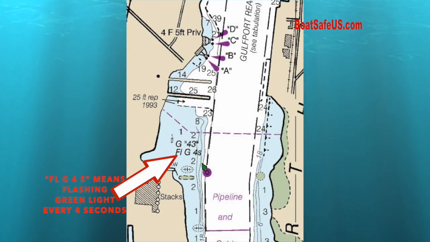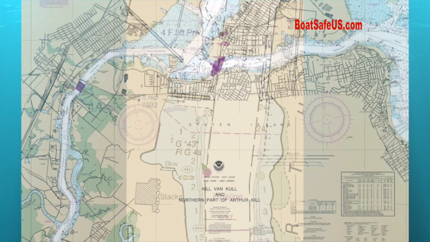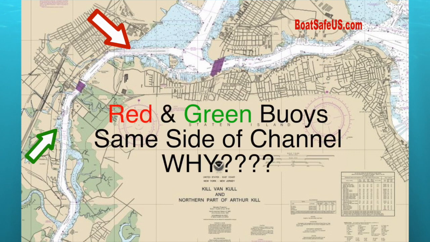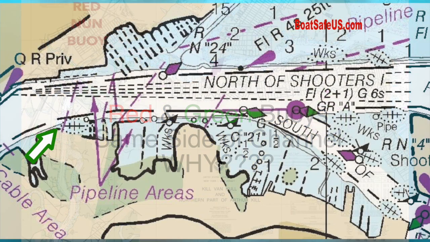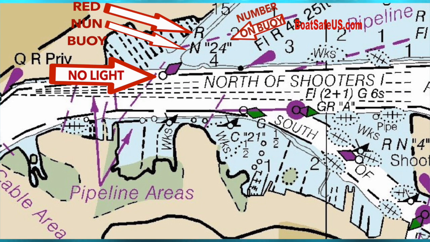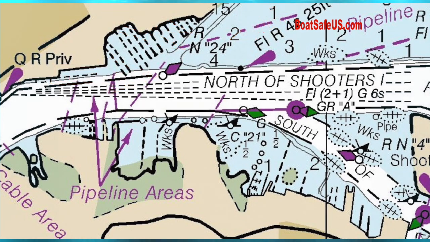Once again, as you take a look at the red and green buoys, why are they on the same side of the channel? Well, let's take a closer look at the red buoy now. The red buoy, as indicated here, is a nun buoy. The R stands for red, N stands for nun. That's a shape. And notice there is no magenta line circling it, so that means it does not have a light. And of course, the number 24 is the number on the buoy.